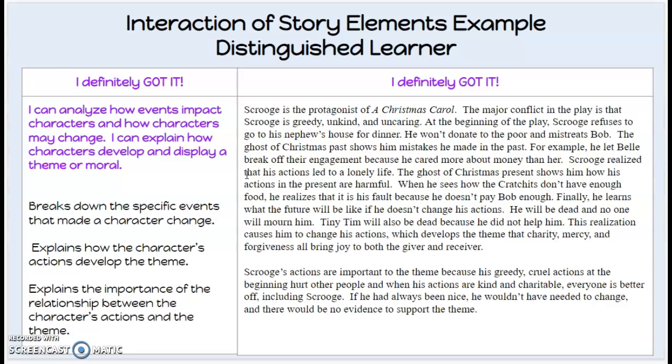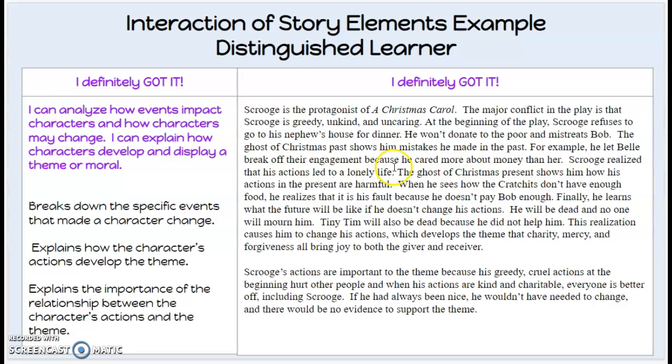Students, this sounds a lot like the writing from the proficient learner level. Okay, so keep in mind that there's going to be minor differences between the proficient learner level and the distinguished learner level. The distinguished learner level, remember, is analyzing and explaining. Okay, in the previous selection and example, the student was just explaining. Now we're breaking it down even more.